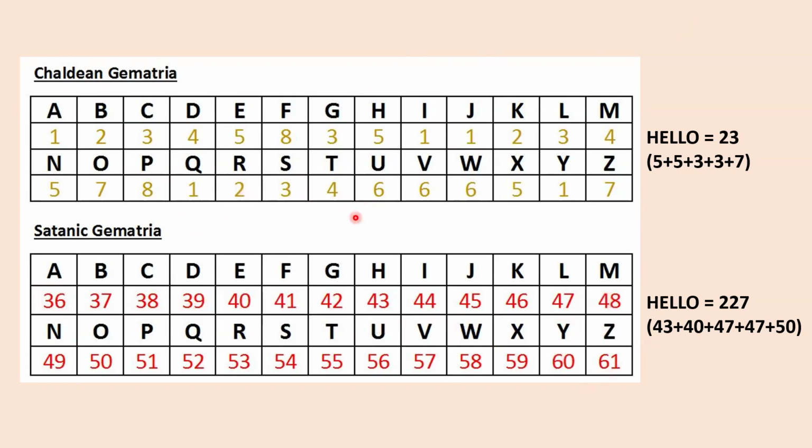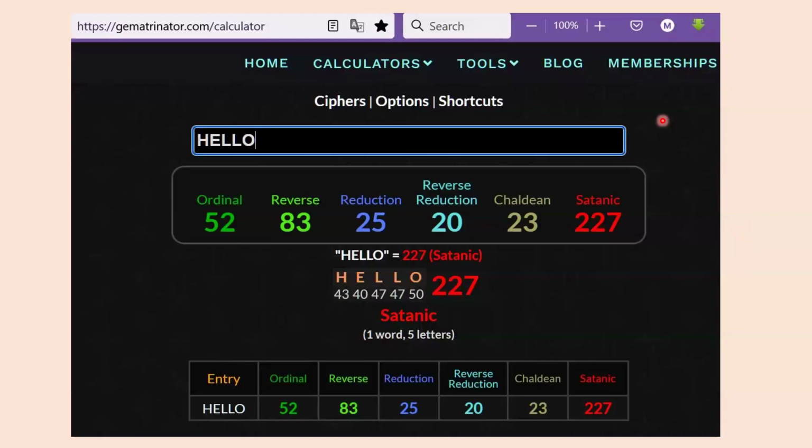So using these 2 ciphers, hello then comes to 23. You can see here H is 5, E is also 5. L, 2 L's, is 3 and 3, and the O is 7, adding those up to 23. And then here, the satanic Gematria obviously gets quite high numbers starting from 36. So that becomes 227. So here's a summary using the calculator of all 6 numbers.